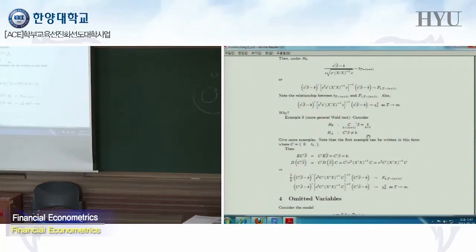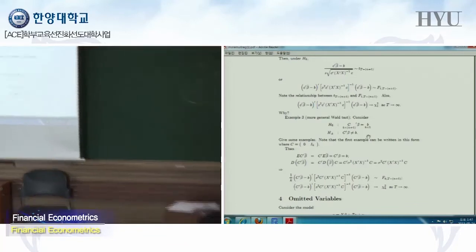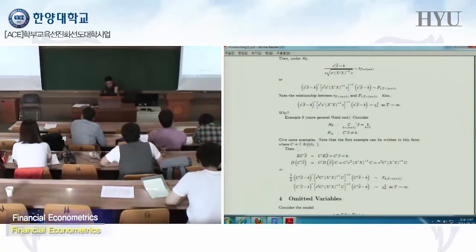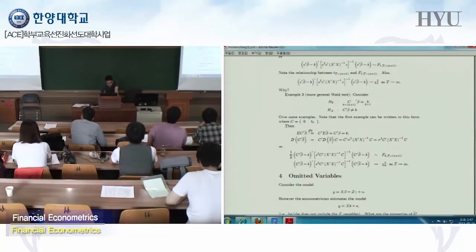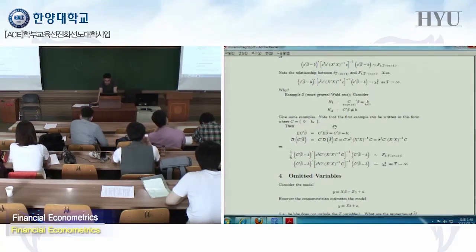So note that the first example can be written in this form, where C is of course [0, I_K]. If we use this matrix notation, then the expectation of C' beta hat is, since the expectation of beta hat is beta, C' beta, which should be equal to b. Now the variance-covariance matrix of C' beta hat is C' Var(beta hat) C, which is C' sigma square (X'X) inverse C, which is sigma square C'(X'X) inverse C.